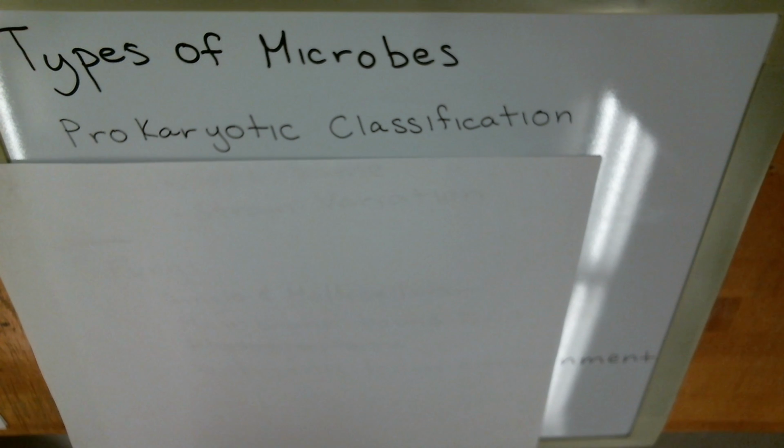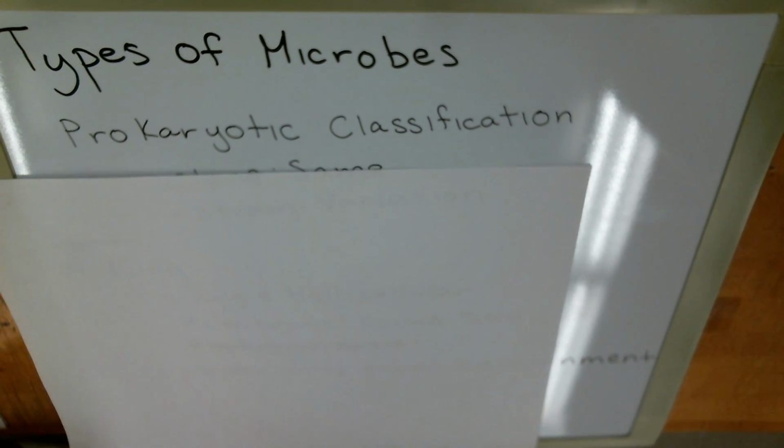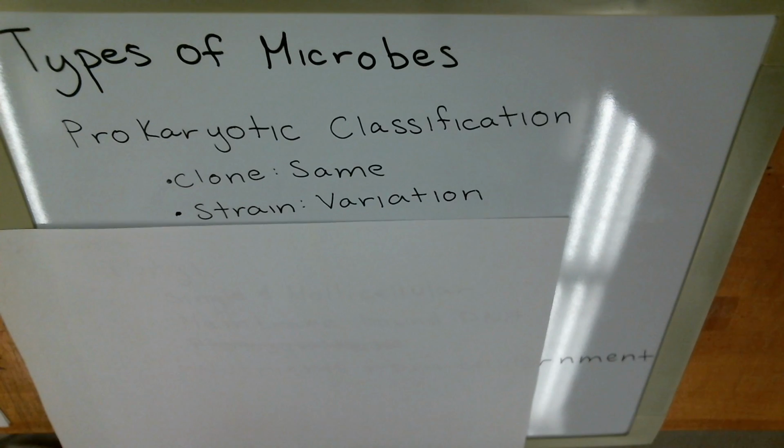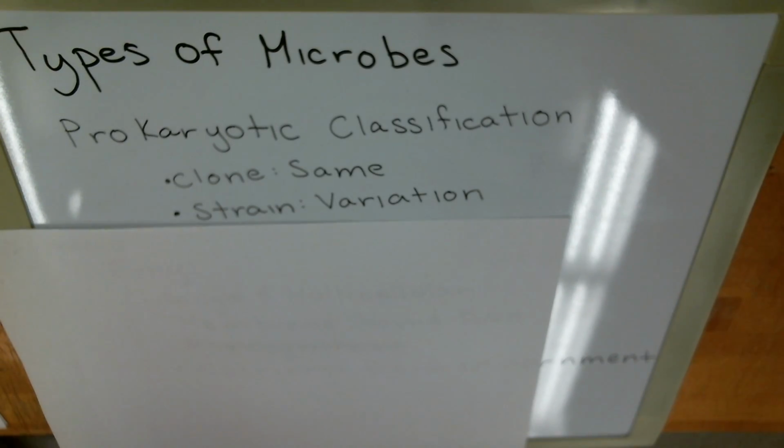Now getting into prokaryotic classification. We're going to be looking at clone and strain. You've had the lab where you streaked for isolated colonies. Your clones are going to be all the bacteria that are in one isolated colony, while your strains are going to be the different variations of that same bacteria, and those are going to be all the different bacteria in neighboring colonies. So one more time, the clones are all the bacteria in one given colony, because they're all the exact same one, while the strain is the different bacteria that are in the neighboring colonies.